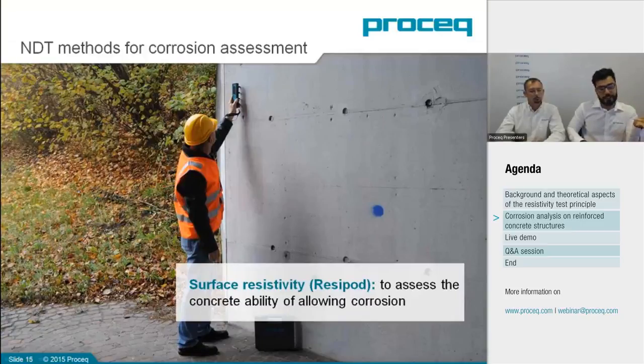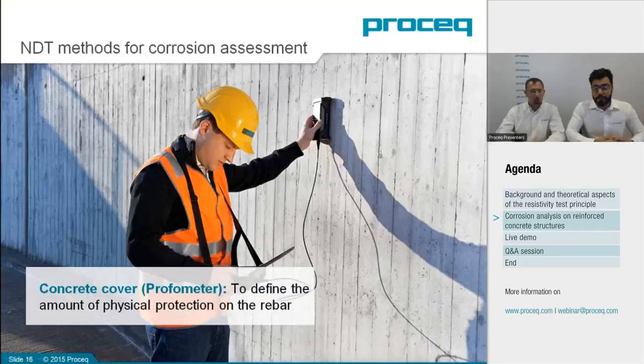Surface resistivity is also used to assess the concrete's ability to allow corrosion. Thirdly, one of the biggest contributing factors, obviously, is that corrosion happens in and around our reinforcing steel. So we need to know where these reinforcing steels are and what concrete cover, which ultimately provides the protection to our steel, we are dealing with.